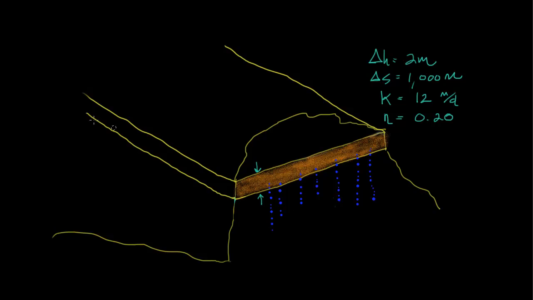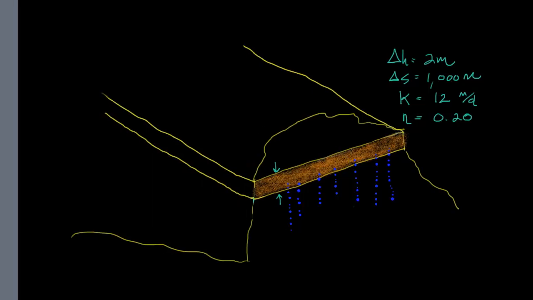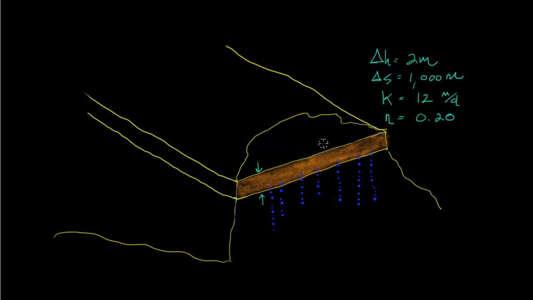So we want to calculate the discharge Q of water that is coming out through here. We want to calculate the discharge Q that is coming out of that cliff face. So we want to calculate this volume of discharge, Q, and we're going to use Darcy's law. So here's what we know about the problem.